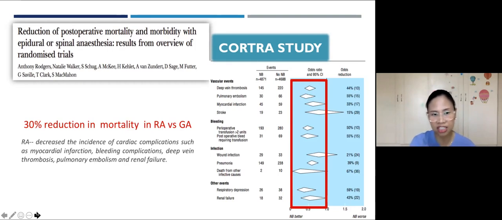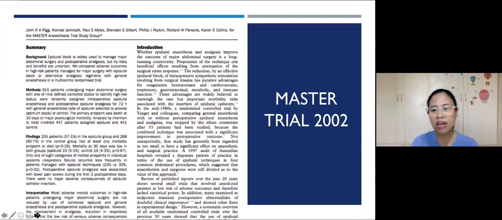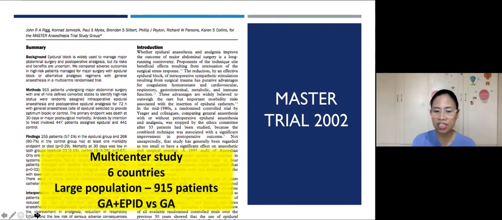Okay? In 2002, another group in New Zealand tried to investigate further if regional anesthesia really had an effect on morbidity and mortality. So this was another multi-center study with 6 countries involved and a large population of patients, 915 patients.